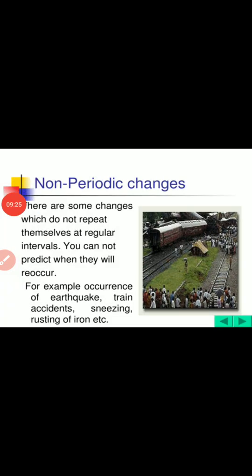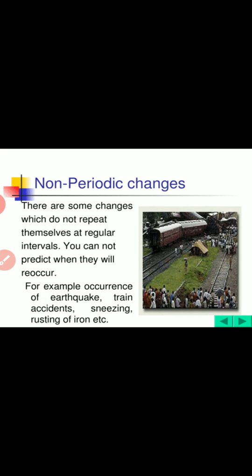So all these are the non-periodic changes, because we don't know the exact time whether they will happen or not. Sneezing, you don't know now whether it will happen or not. Train accidents or any kind of accidents, rusting of iron, earthquakes. So all are the non-periodic changes.